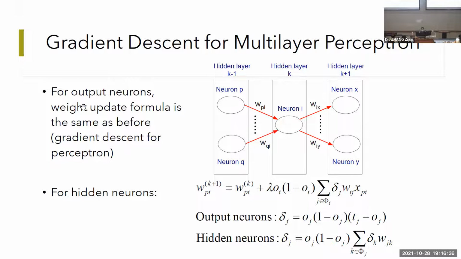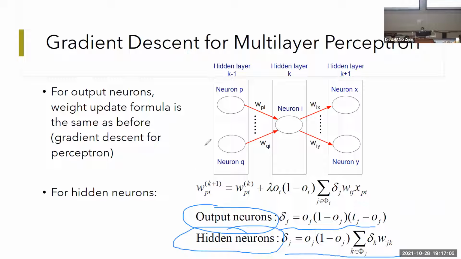Okay. So for the output neurons, the weight update formula is the same as before. And for hidden neurons, the output neurons are the output nodes in the output layer, and the hidden neurons are the hidden nodes in the hidden layer. Okay. So this is basically the formula for calculating the gradients at the output nodes and hidden nodes.